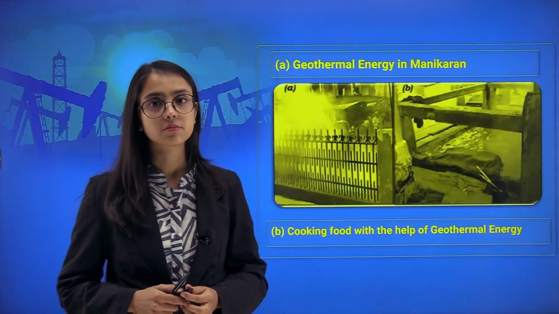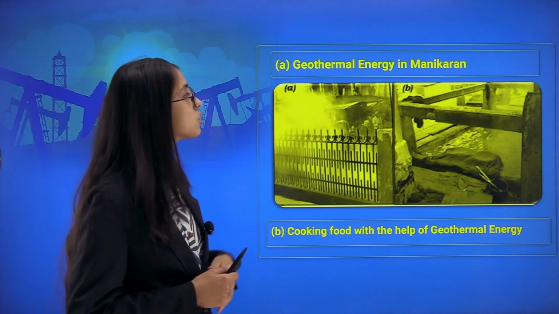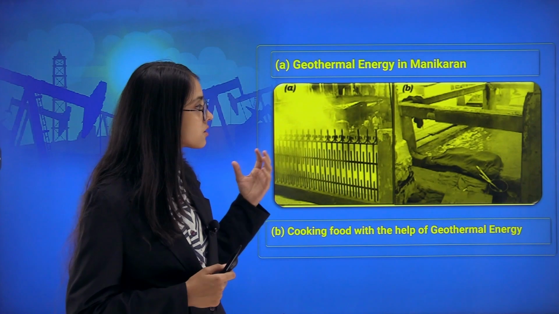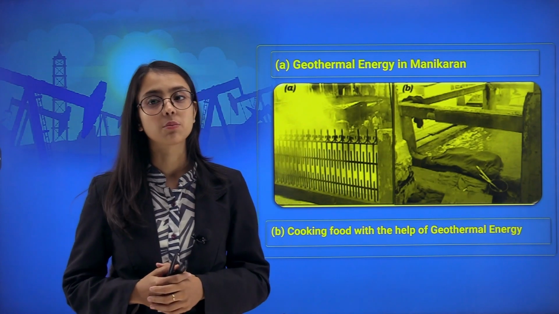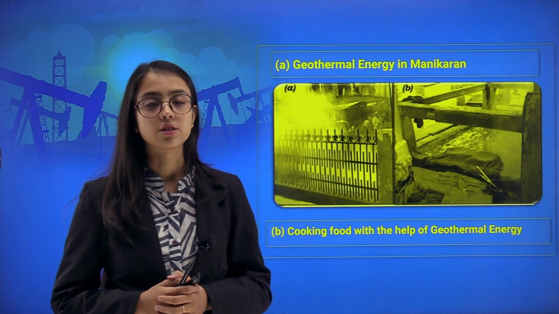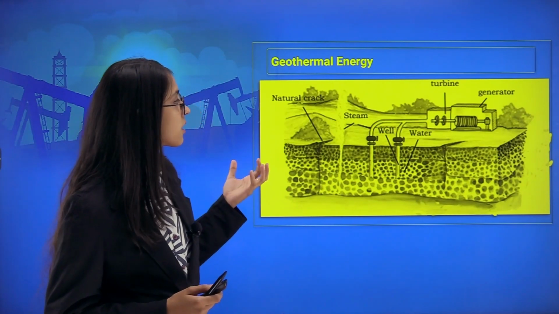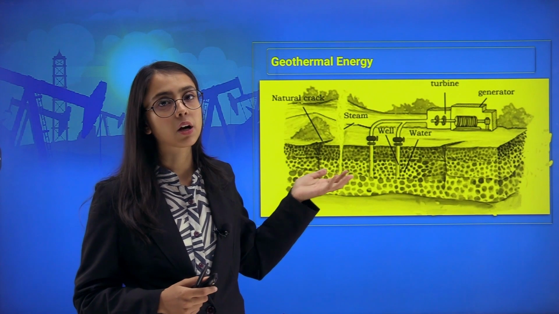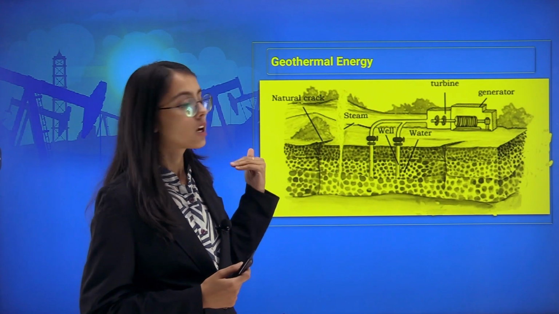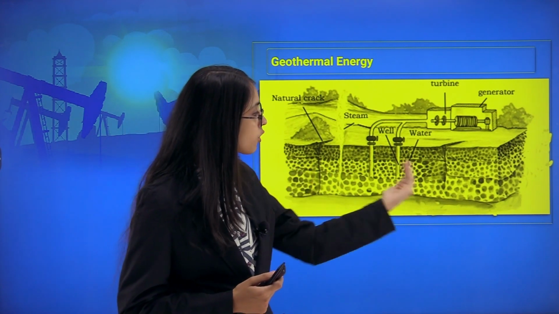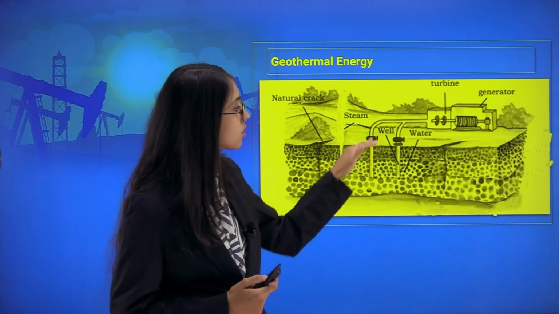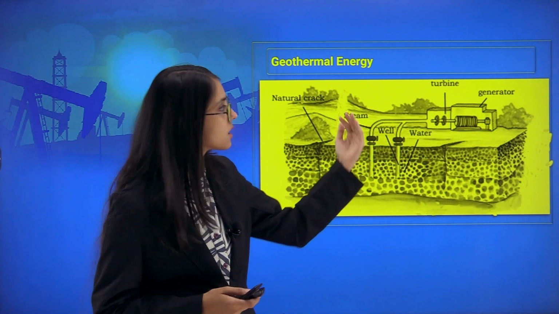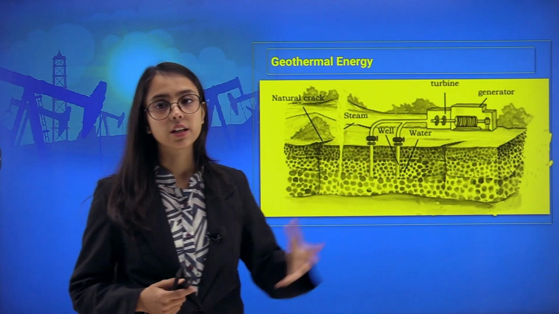Now, this is a geothermal plant located in Manikaran. It is used for cooking food with the help of geothermal energy. As you know, this comes mostly from the heat of the interior of the earth. As a lot of heat is produced here, wells are dug up, and once the water evaporates, the turbine moves and generates power.